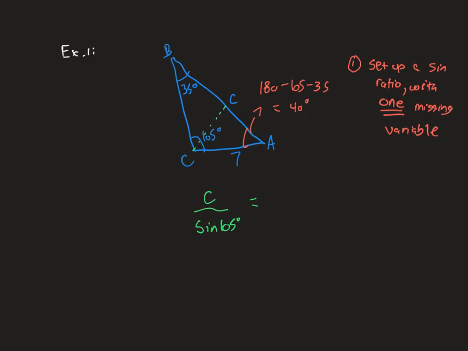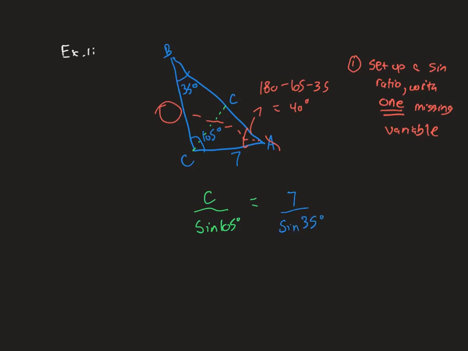It's absolutely not helpful. Why is it not helpful? Because the side across from it, I don't have it. So I can't use this side. So that leaves me with the 7. I have the 7, and the angle associated with it is the 35. So this pairing works. So because of that, I can make the pairing. I can go 7 over sine of 35.